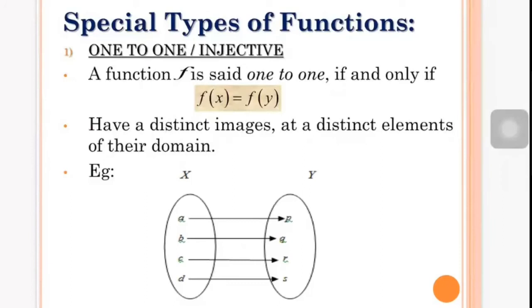Now let's look at the special types of function. There are three special types of function. The first one is one-to-one, or injective. In one-to-one, each element in the codomain is mapped to by at most one element of the domain. You can see here, no two arrows end at the same element of the range. One domain element to one codomain element.